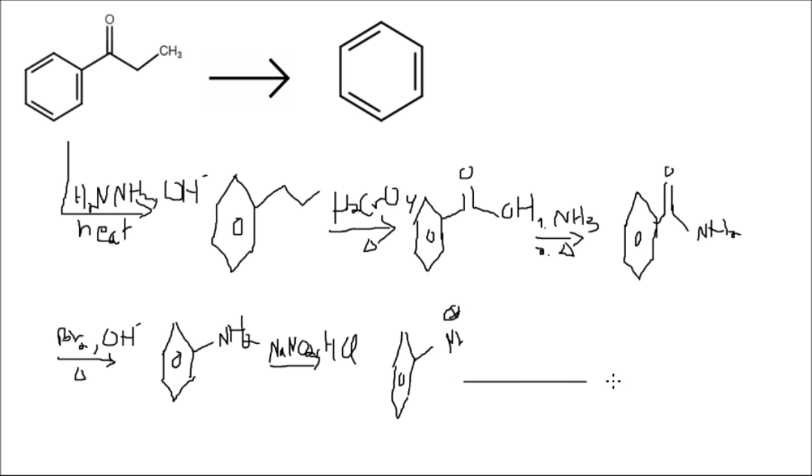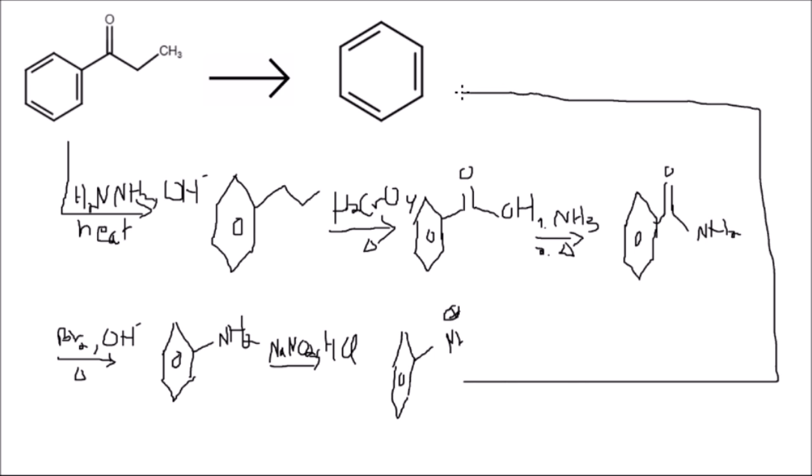And to convert the diazonium ion into benzene, you react it with H3PO2. This reaction releases the nitrogen. It releases nitrogen gas. And that's how you get your product.